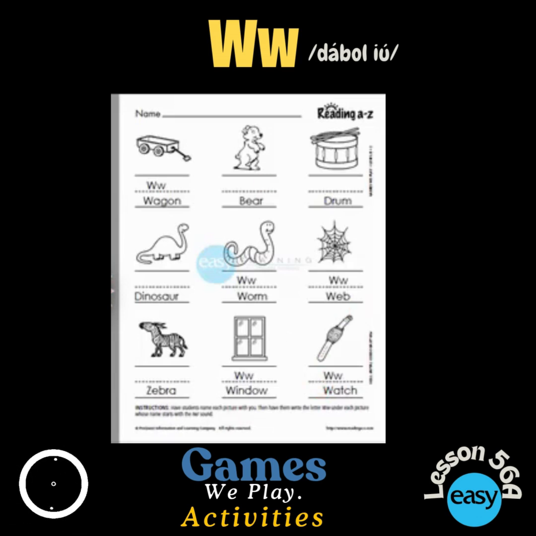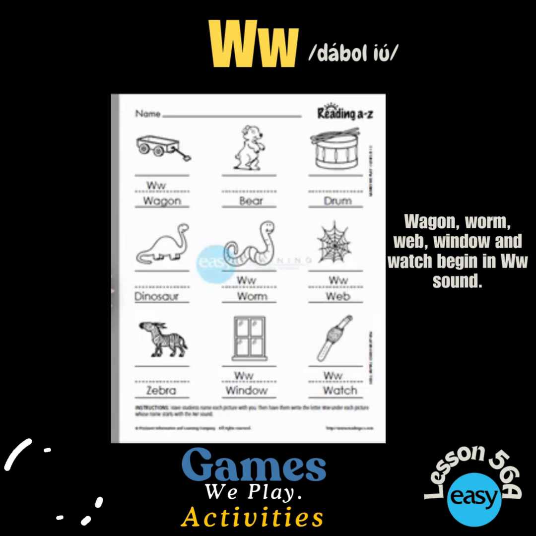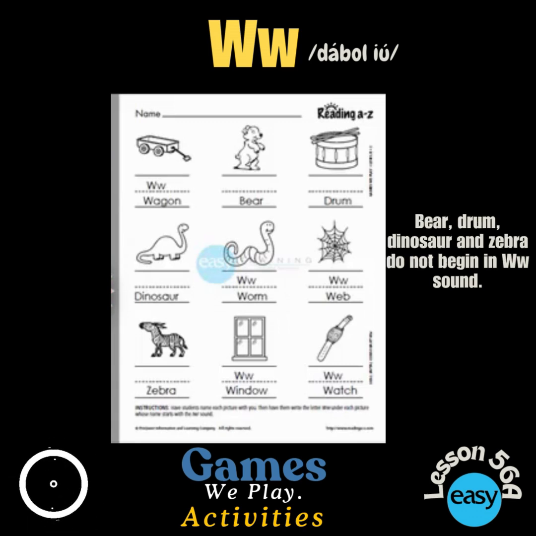Here you are. Wagon, worm, web, window, and watch begin in W sound. Bear, drum, dinosaur, and zebra do not begin in W sound.